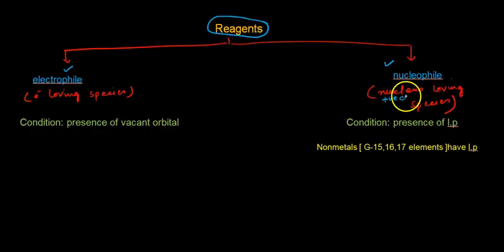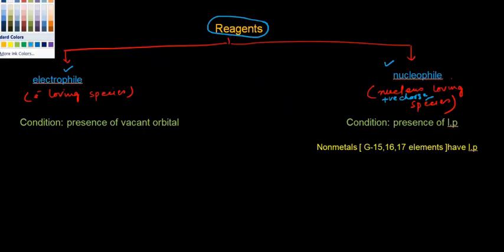Nucleus means positive charge, right? The species which are looking for positive charge. Now the question is simple: who can be electrophile and who can be nucleophile? Of course you can say that the electron deficit species should be looking for electrons, or the electron excess species should be looking for positive charge, right?